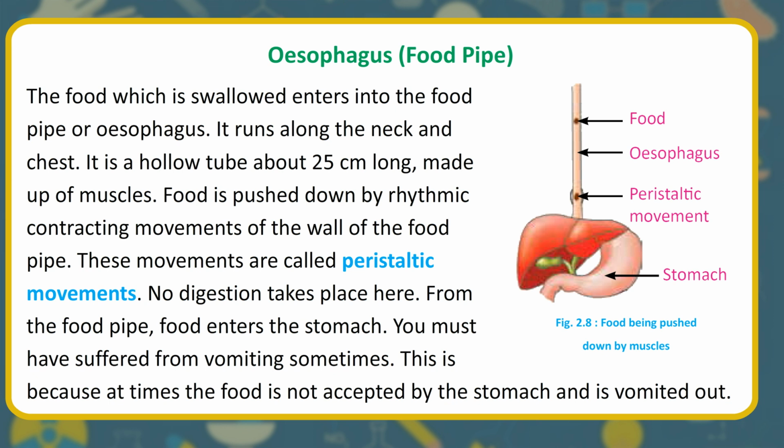From the food pipe, food enters the stomach. You must have suffered from vomiting sometimes. This is because at times the food is not accepted by the stomach and is vomited out. Stomach. Peristaltic movement. Esophagus. Food.